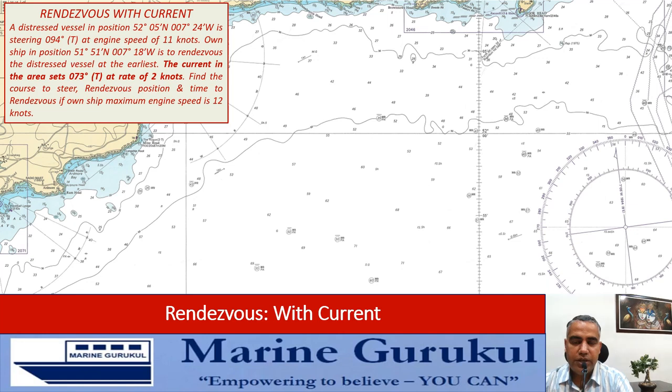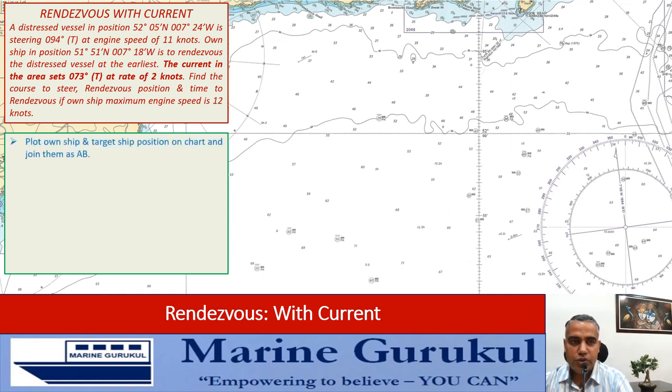As you can see, the difference in this question from the previous two examples is that there is a certain current in the area. Now to solve this, we will first follow the same procedure as is done without current. So let's plot the own ship position. You can see own ship position coming up on the screen as A, Alpha, and the target ship position as Bravo, and let's join them. We have the line AB, Alpha Bravo, joining both the positions.